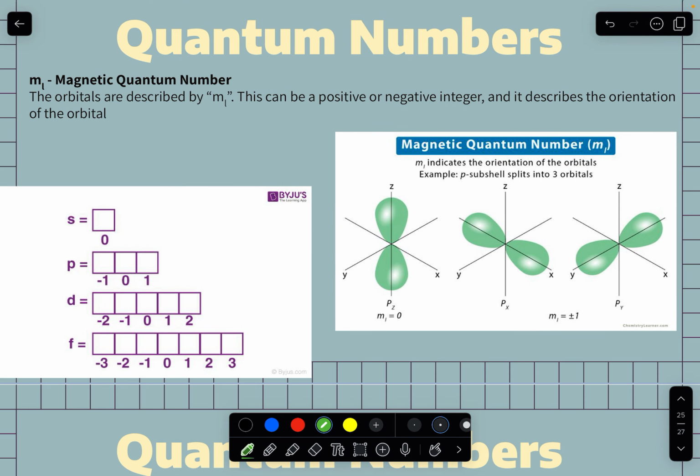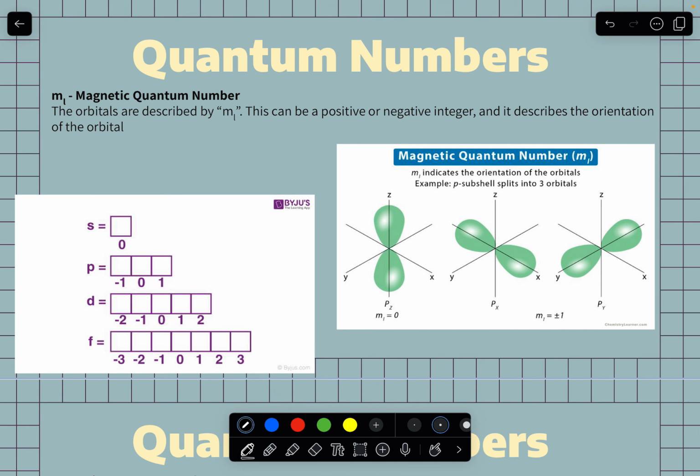M sub L is the magnetic quantum number. And remember, with magnetic, we talked about spin. So this tells us the orientation, okay? So it's either +1, -1, or it goes based on how many you have. So for S, you only have one box, so it's 0. The center box is always going to be your 0. From there to the right, you increase by 1 each time. To the left, you decrease by 1 each time. And it describes the orientation of the orbital, okay?